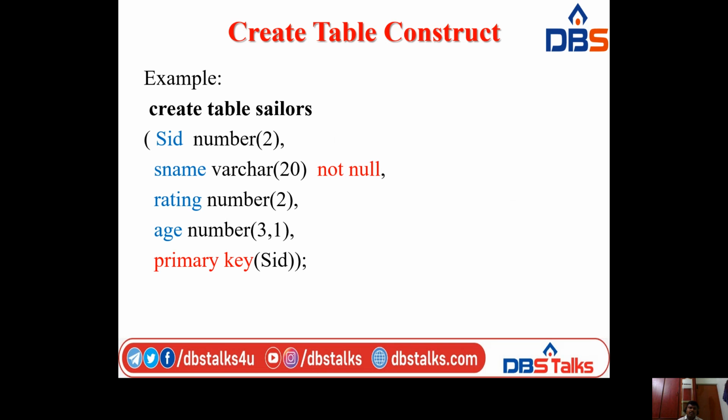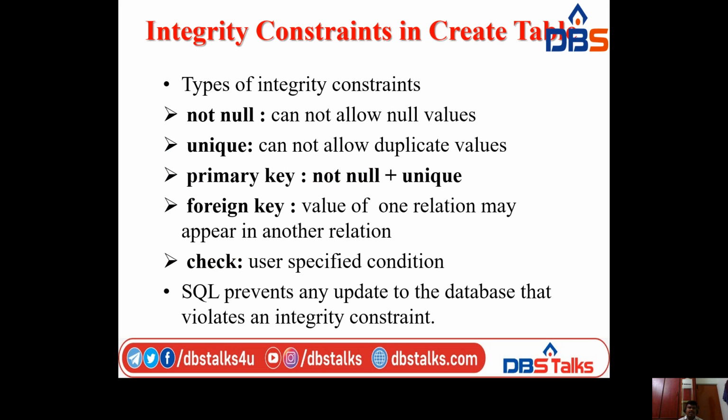Now, for example, creating a table. Here we are creating the Sailors table. For that purpose, we write create table Sailors. SID is one attribute, number of 2. SName is another attribute, varchar of 20, and it is not null, which is an integrity constraint. Then rating is a number, and age is also a number. Here we are specifying the primary key. Already we discussed what the primary key is and how we specify it.